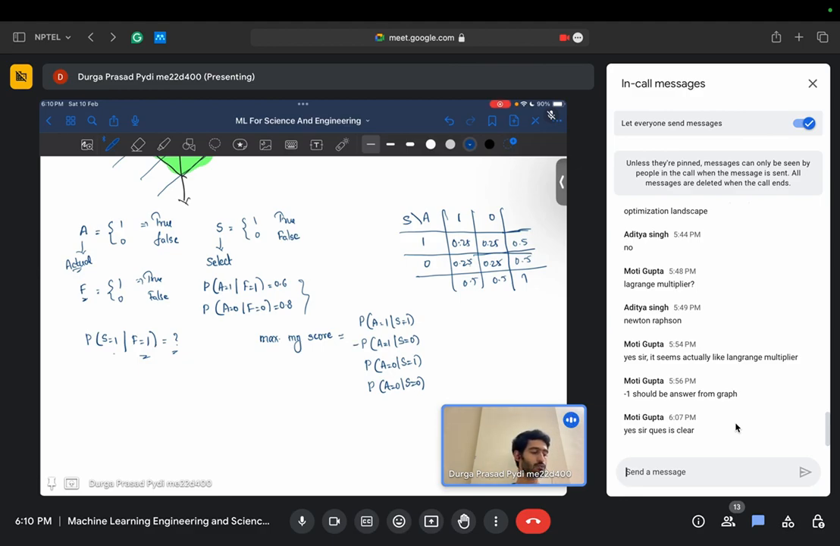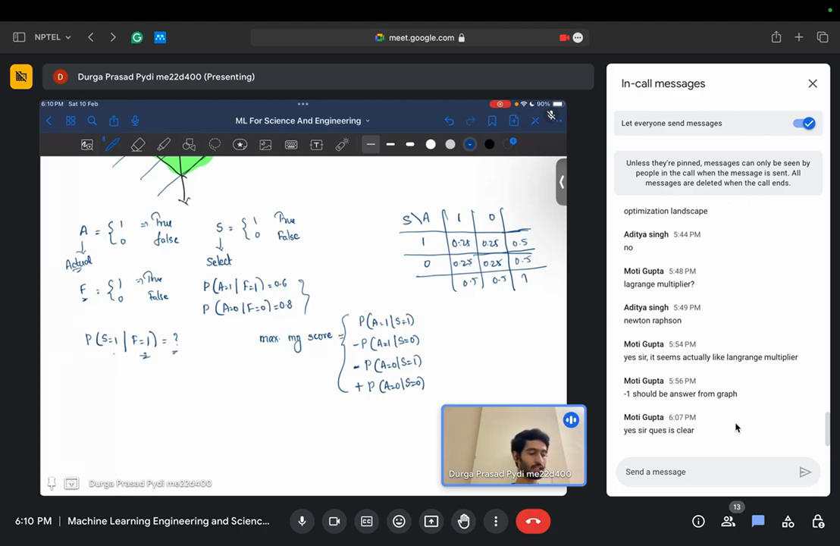And for the third case, 1 and 0 is also similar. That is something that I do not want. And for the last case, if I select 0, the answer should be 0, which is something I want to maximize. So if I formulate this entire thing as my new objective function and then try to maximize it, that should give me some value of this.